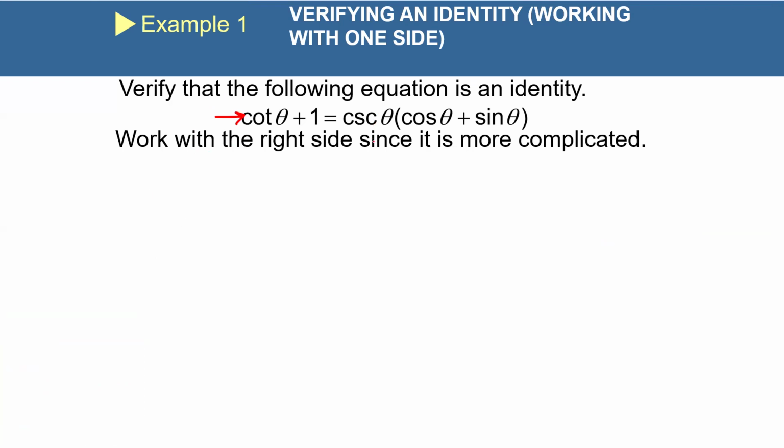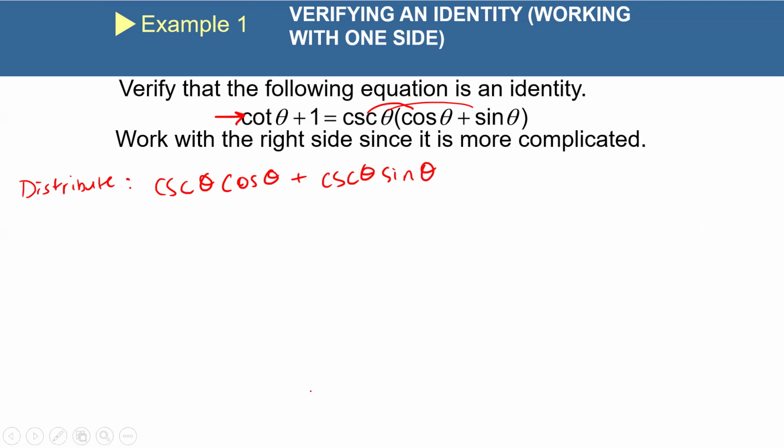So to start off, you want to always first, if possible, distribute. So we're going to distribute cosecant theta: cosecant theta times cosine theta plus cosecant theta times sine theta. Eventually, I stop writing theta. It gets on my nerves. So when I don't write it in the next step, you know why. I stop writing the theta symbol into the end. It gets in my way.